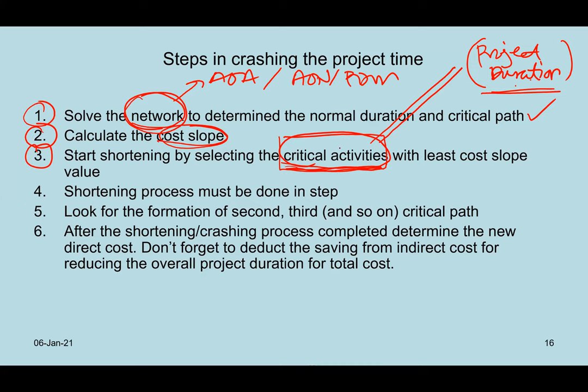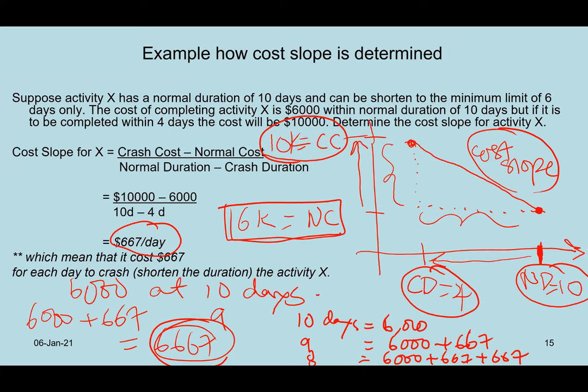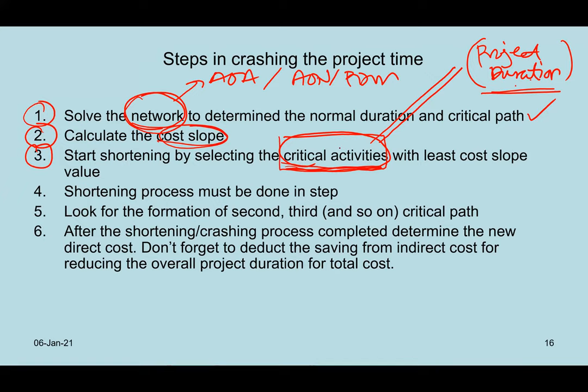Because remember, every activity has a cost slope. Any activity that you reduce by one day, you will see an increase in cost already. So why would you want to increase the cost when there is no reduction in the project duration? Because the objective is to reduce the project duration, subsequently the cost will increase for sure. But we do not want the cost increase to be as big as possible. We want the cost increase within a manageable or acceptable range.